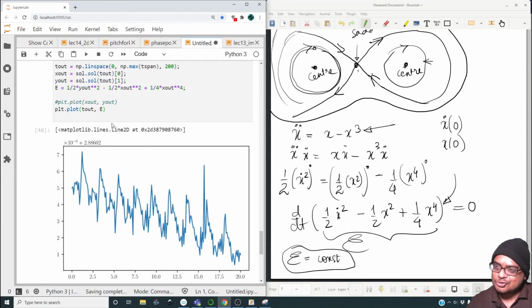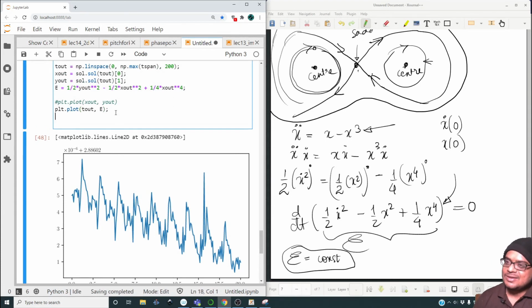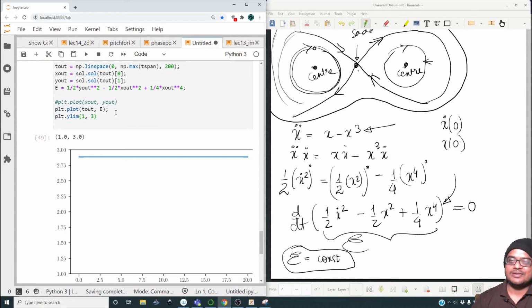And how can you show that it's negligible? You simply change the y limits of this plot. So you do plt.ylim and say you go from 0 to 2 or 1 to 3. It's almost like a straight line. So the energy is hardly changing. So we now know that along a certain trajectory, the energy is not going to change.